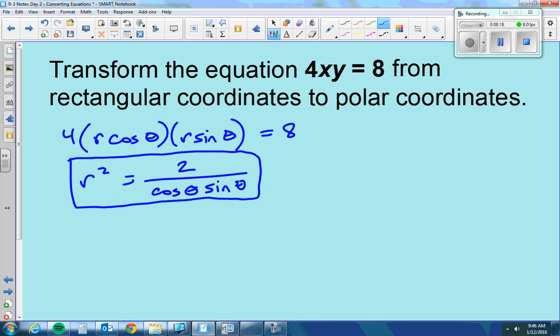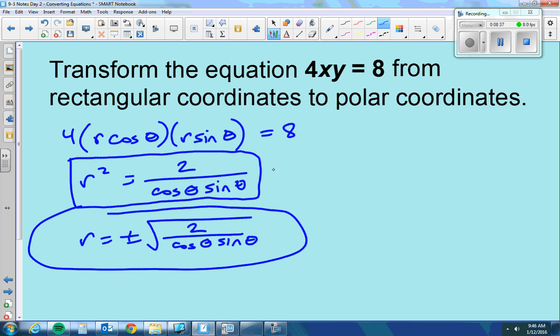I said I want to see r by itself, but like in Linda's case, we write r squared equals something. So that's acceptable. If you want to type it in the calculator, though, you'd have to type it in as plus or minus square root of that. So you can write it like that. That's acceptable. If you do, make sure you put the plus minus.